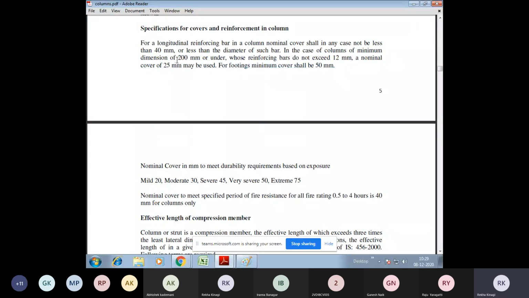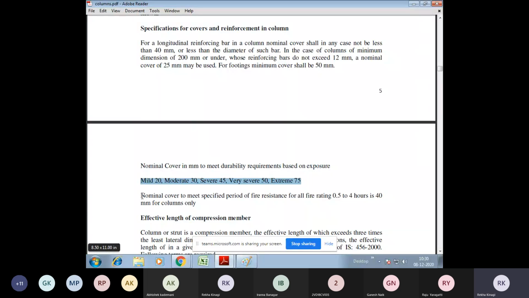But usually the dimension of the column exceeds 200 mm. So you need not use a cover of 25 mm; wherever you are designing in this subject, we are going to use a cover of minimum 40 mm. For footings we are using a cover of 50 mm. And the nominal cover to meet the durability requirement is decided based upon the exposure conditions: for mild it is 20, moderate 30, severe 45, very severe 50, extreme 75, and so on.